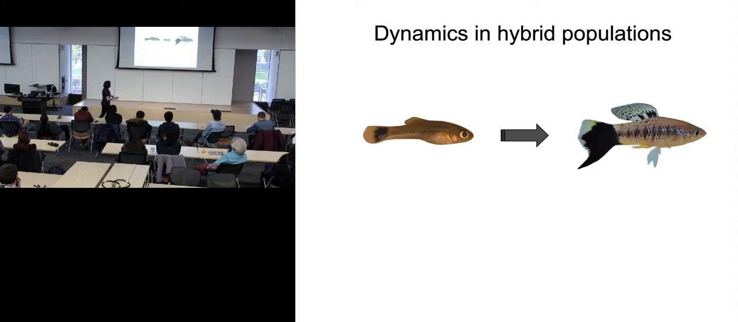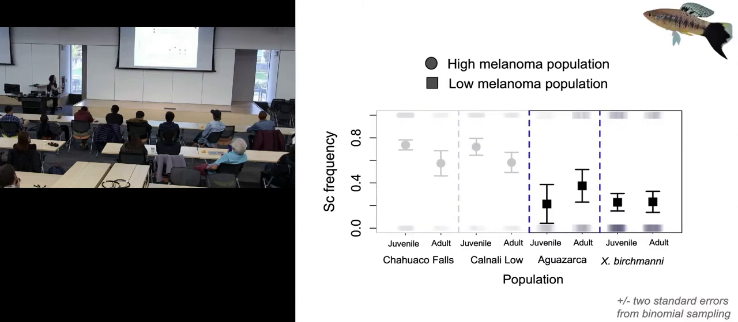So we can look at this with our Birchmanii population and also with some of our hybrid populations. For example, the Aguasarca population has the spot, but it seems to have lost Malinche ancestry at the interacting locus. And so we don't find individuals that have melanoma out of many hundred sampled from this population. And what we see, as predicted from our lab tracking of hybrids, is a slight uptick in the number of spotted individuals between juvenile and adult stages, because the spot gets bigger at times, it's easier to identify in adults. Similarly, in Birchmanii, we don't really see much of a change.